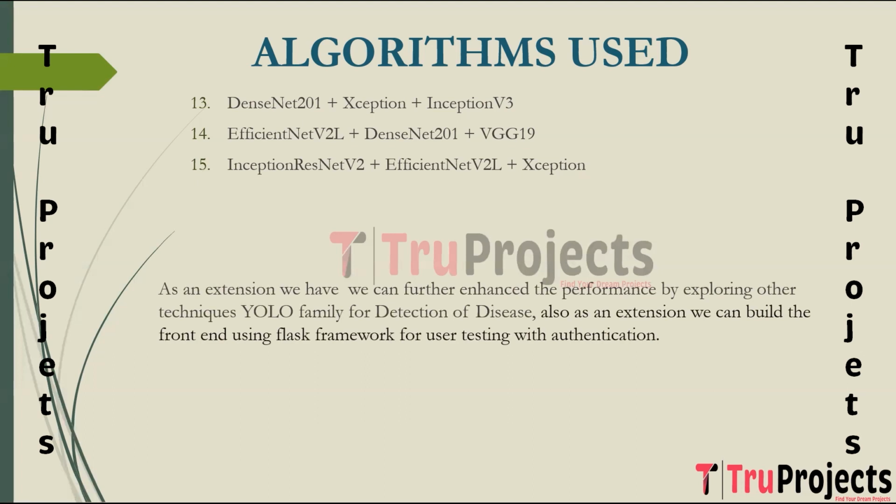As an extension, we have further enhanced the performance by exploring other techniques of the Ensemble family for detection of the disease. And also as an extension, we built the front end using the Flask framework for user testing with user authentication. We have used accuracy, precision, recall, and F1 score to evaluate the classification models of the project. So here we have the comparison graphs for the classification of beetle leaf dataset.